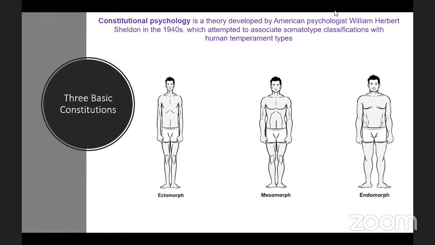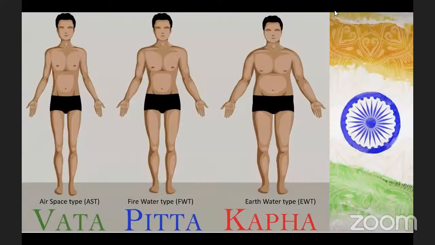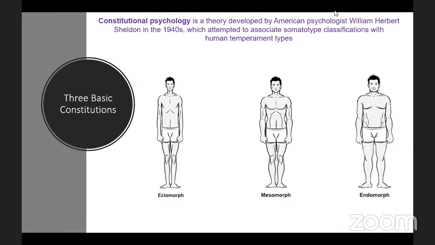So this happened in 1940, but around 5,000 years ago in Ayurveda, they classified people into Vata, Pitta, Kapha as a broad classification with so many other combinations. But physically, it resembles the constitutional psychology classification.